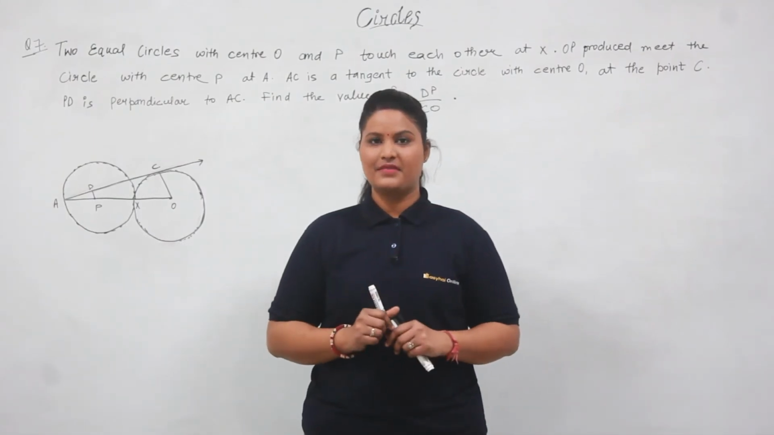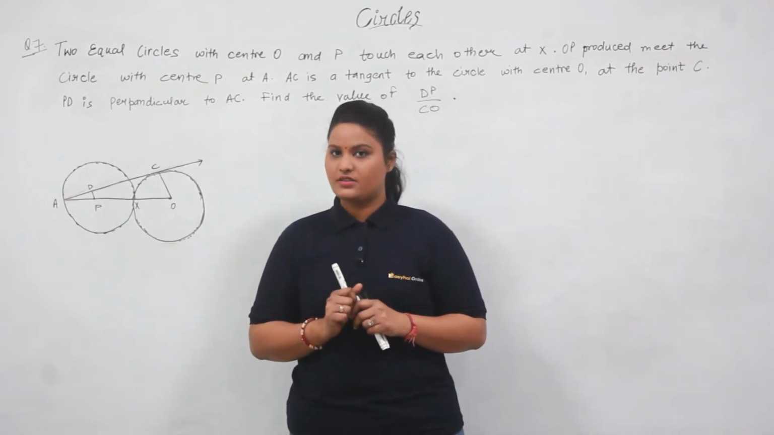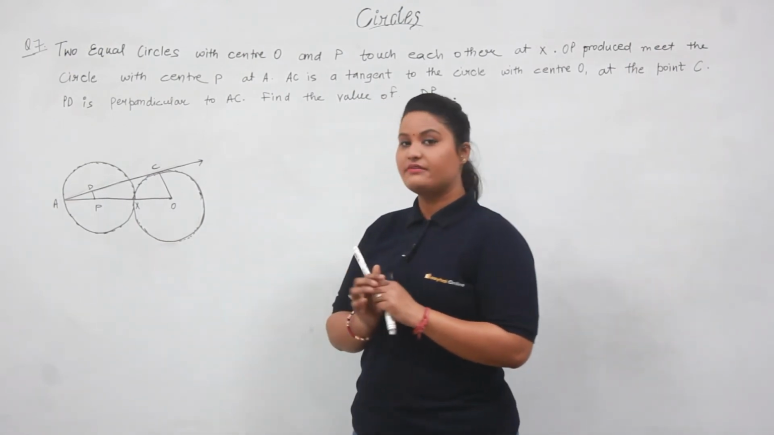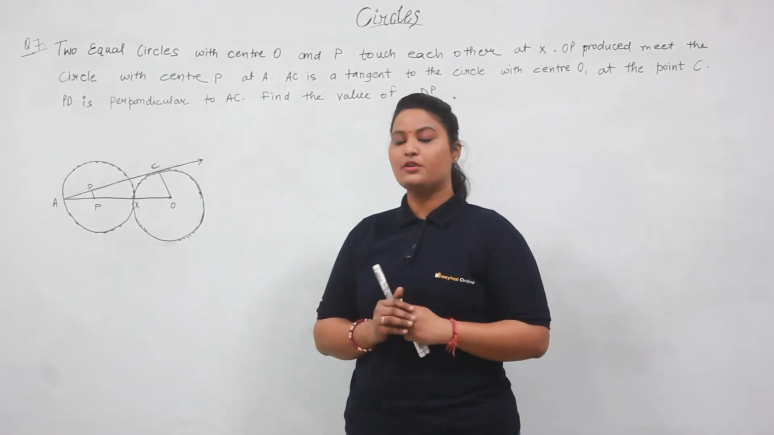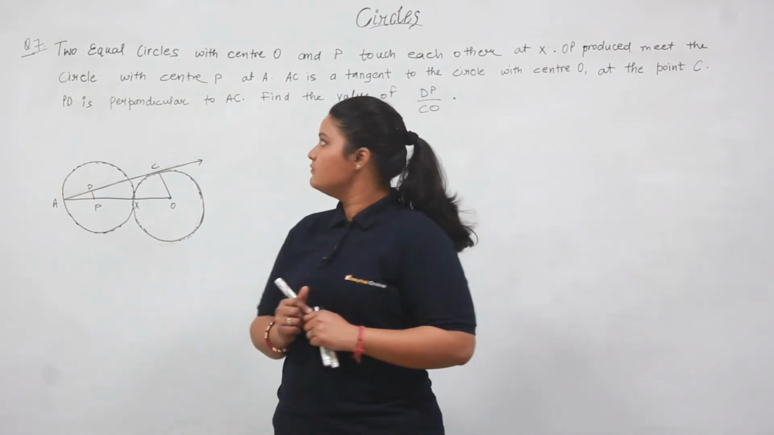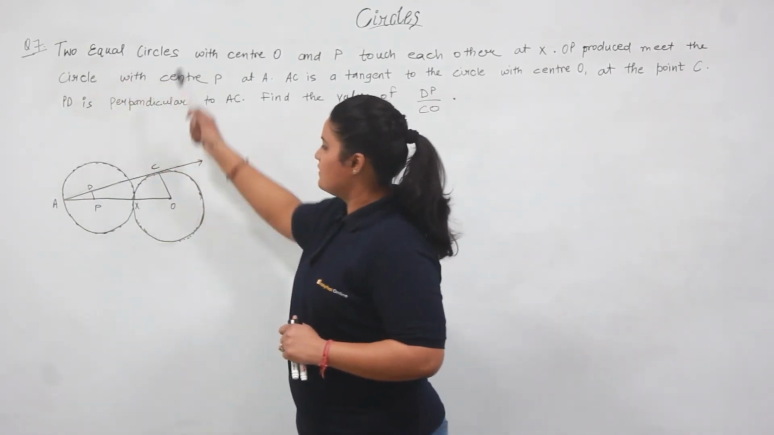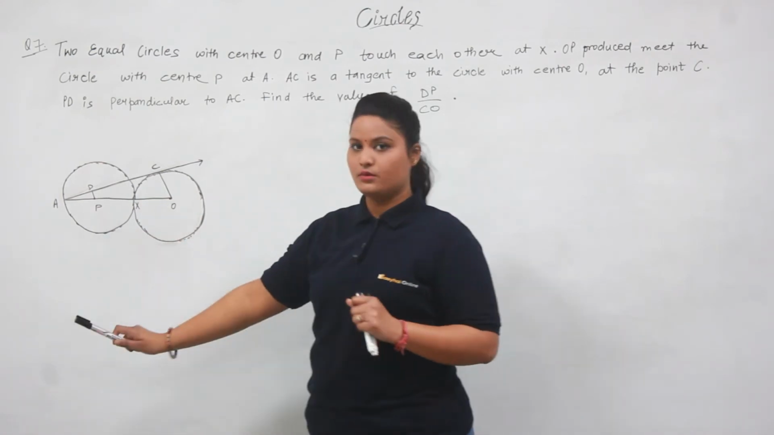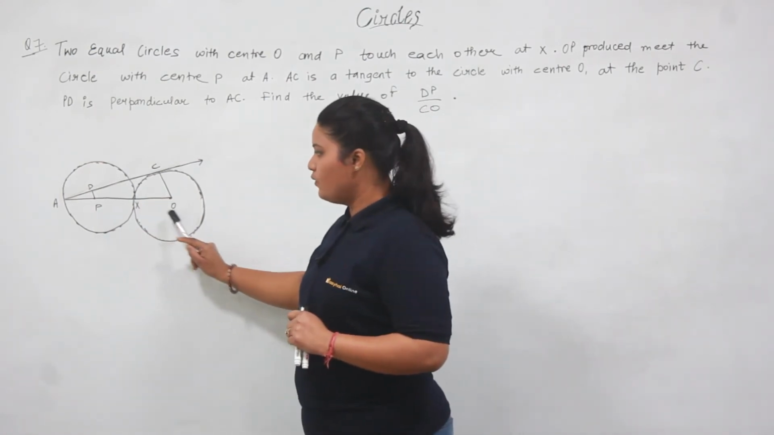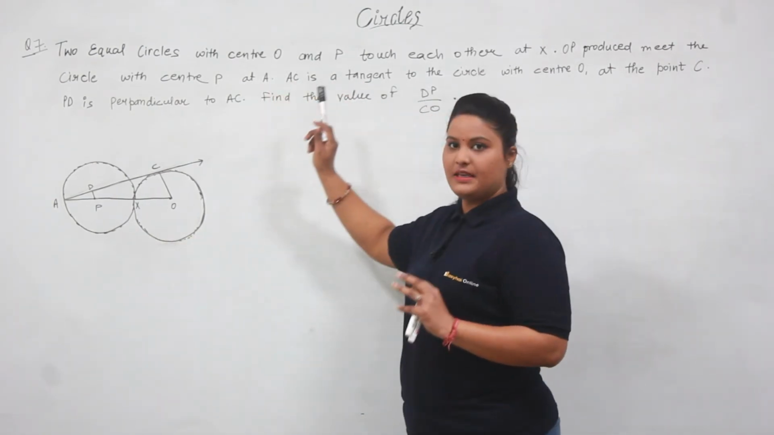Okay class, now come to question number 7. Just look at the question carefully because it is a very important question. It has come in your examination before. So I will demonstrate the question. Question is, two equal circles. These circles are equal, having centers O and P.